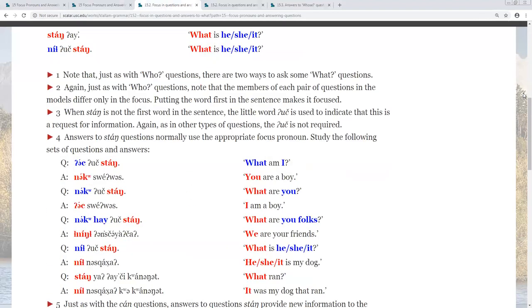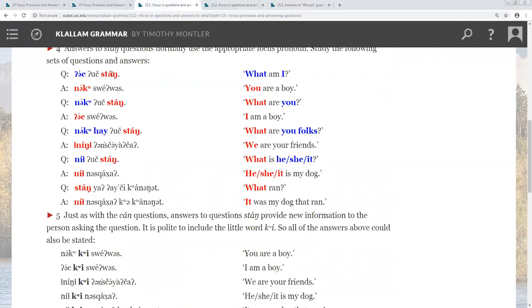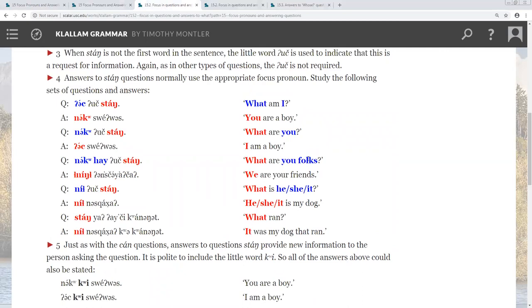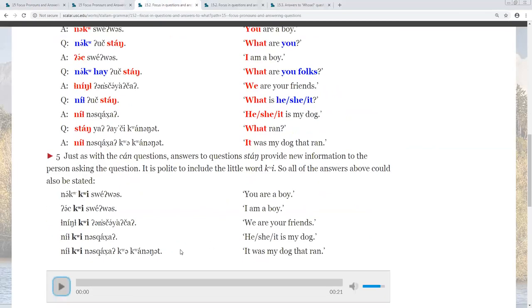So if we scroll down and look at this, so it's uch stang. Nuk uch stang. Nuk hai uch stang. Nish uch stang. Okay. Well, let's listen to our examples.